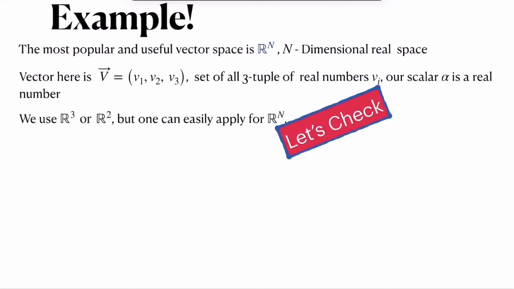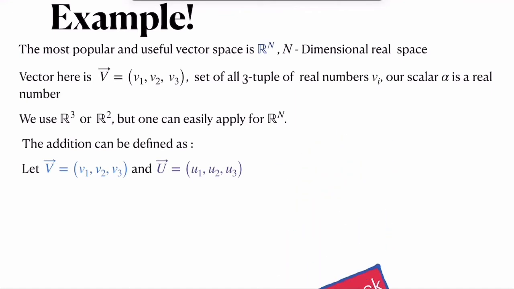Let's check whether it satisfies the properties of vector spaces. Let's first add. Of course, this also serves as a definition of adding. Let V and U be vectors in R3. V is represented by three real numbers, V1, V2, V3, and in the same way U is represented by three real numbers, U1, U2, U3.